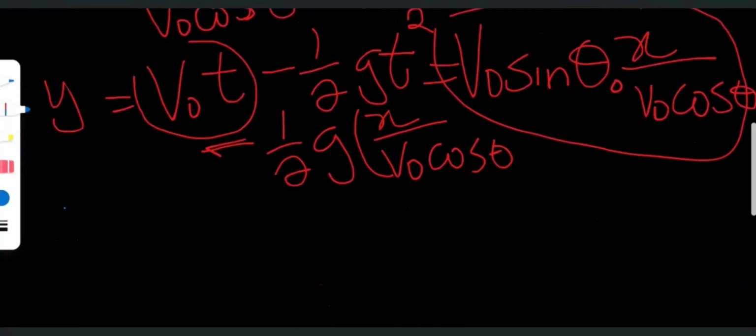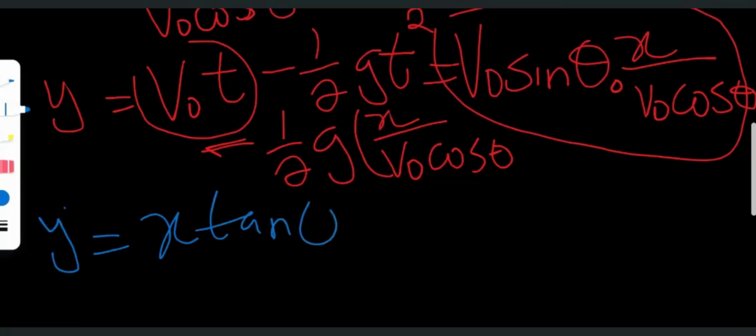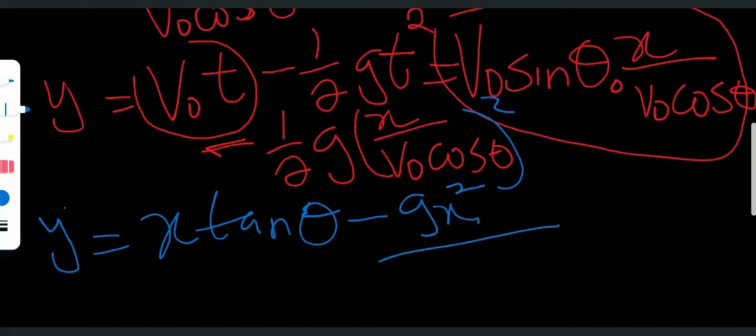So now to write that further, y would be x, since this first value, V0 sine theta over V0 cos theta, is equal to tan, right? So it will be x tan theta minus g x squared over 2 V0 squared cos squared theta.